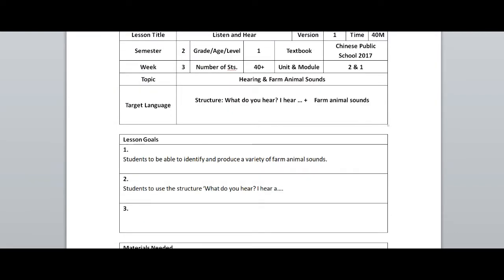And I've got two lesson goals. One is for students to be able to identify and produce a variety of animal sounds. When I mean identify, I want them to identify the sound, but also I want them to identify the word of the sound. So a cow says moo, I want them to be able to identify M-O-O, moo, the word. And my second goal is for students to use the structure, "What do you hear? I hear..." in correspondence with these farm animal sounds, as per the Chinese public school book.